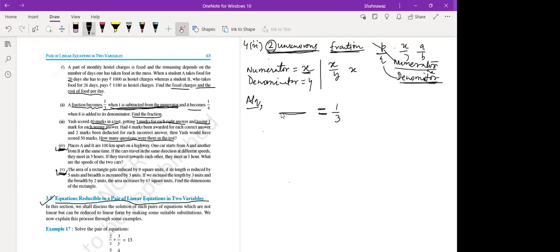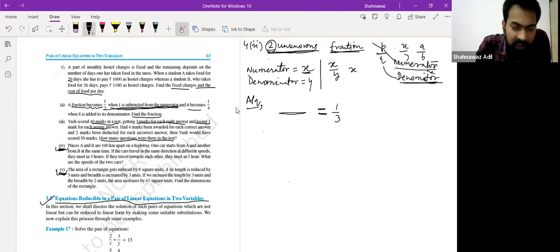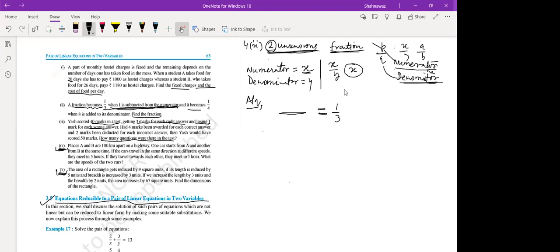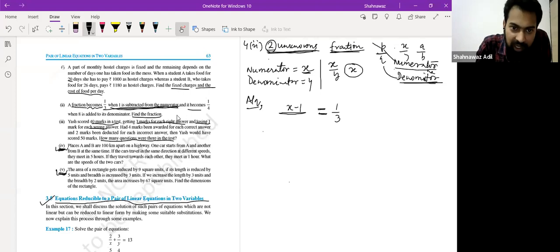Yes. So what would be the numerator? Your numerator was x, but you subtract 1 from it. So then what will be the numerator? Yes, x minus 1, and you did not touch the denominator part, right? So the denominator part remains as it is, right? So this was the first information that we had, right?